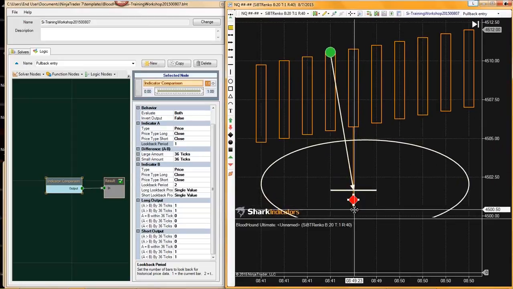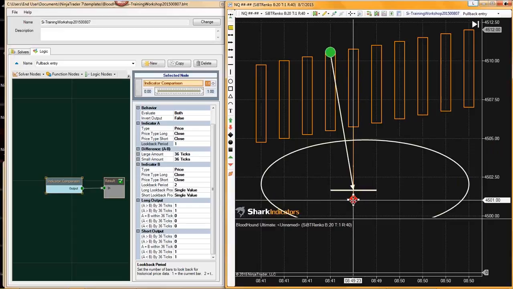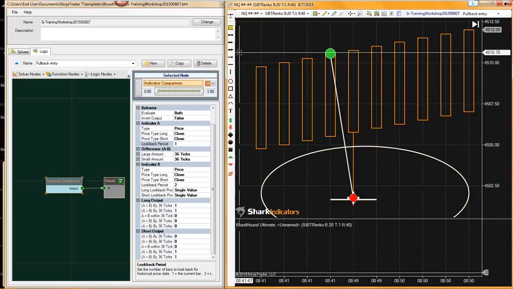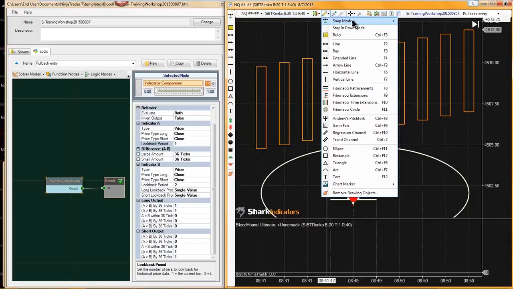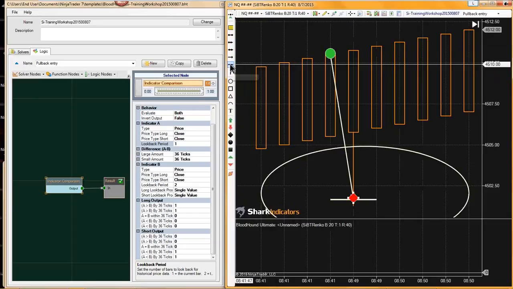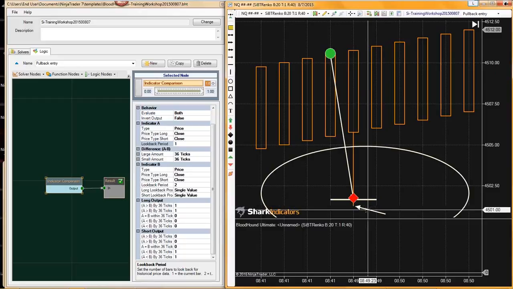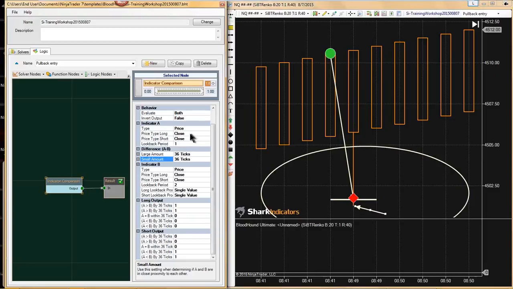But what I can do is set up a test, and have BloodHound look at the low price down here. Let me draw a little arrow. So I can have BloodHound look at the low price of the bar, just to make sure that my measurement's correct here. So I'm going to use the low price to generate a long signal.